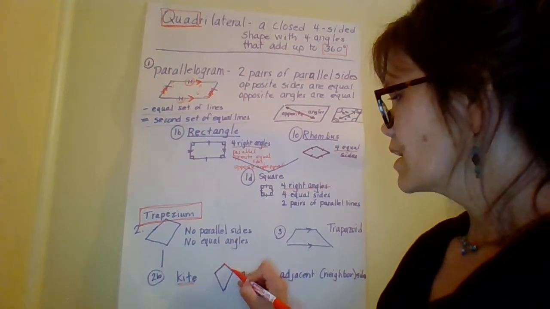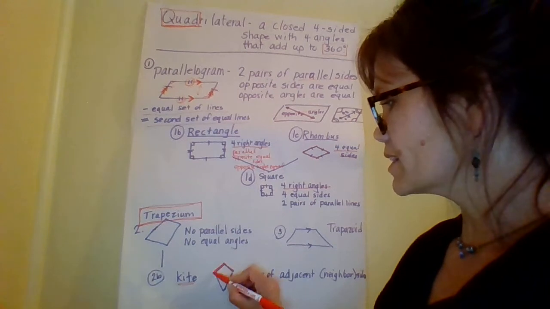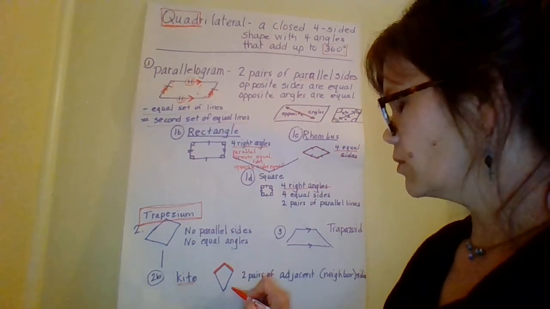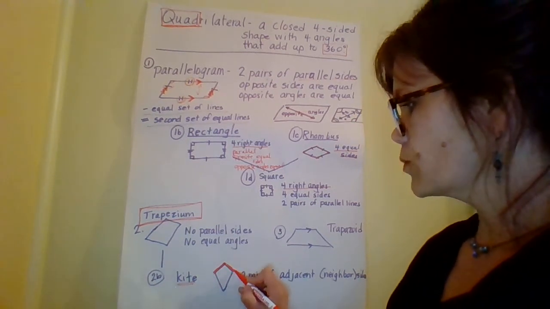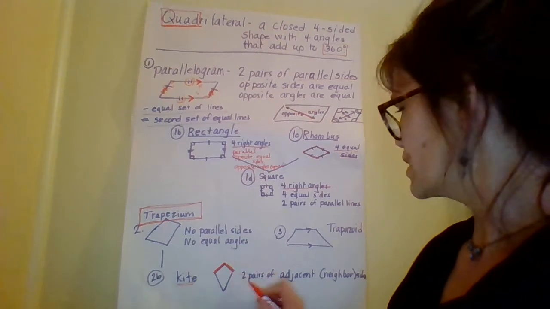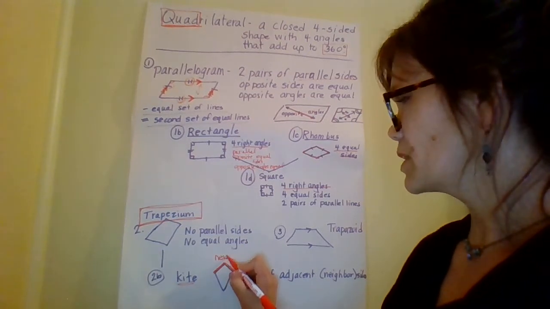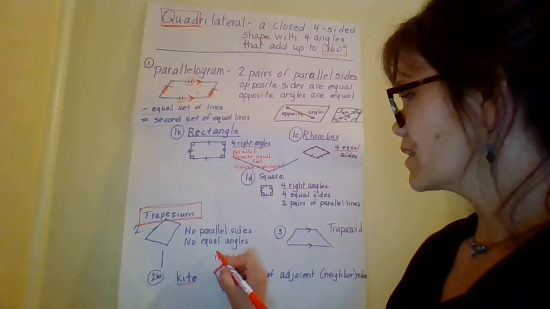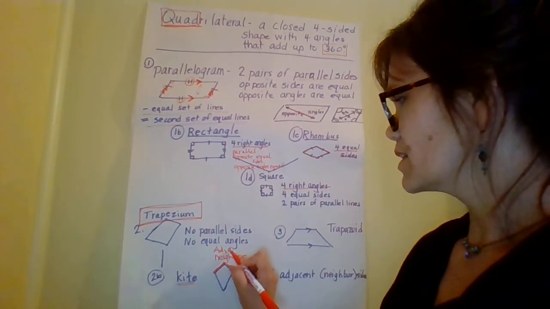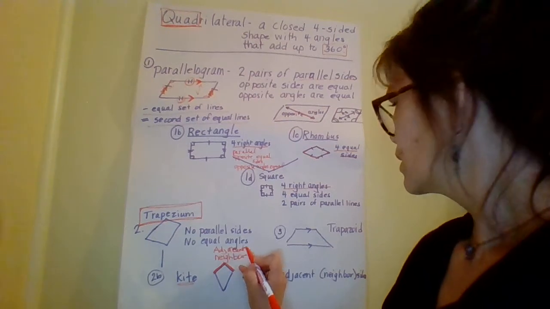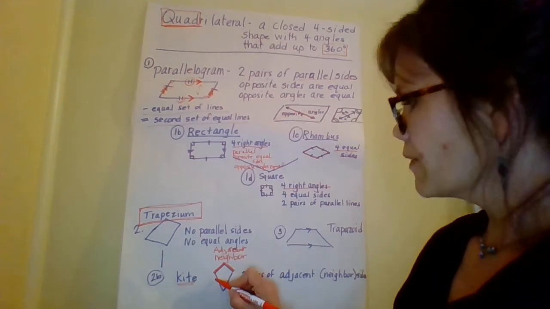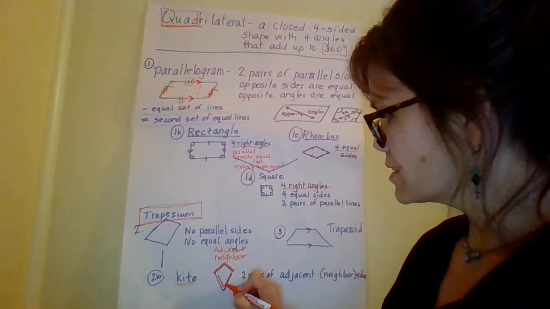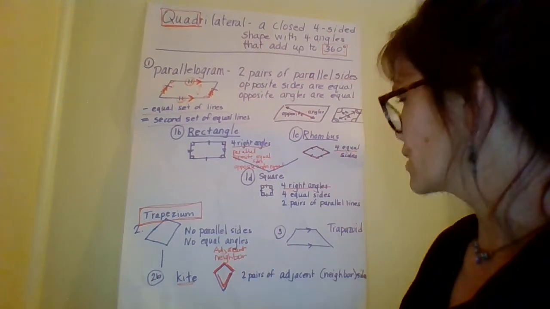And you do know about kites, so I put this stuff on there just because. And a kite has 2 adjacent sides that are equal, right? So this side is equal to this side, and adjacent is like your neighbor, right? That's the one that is sitting right next to you. And then, so I'm going to put adjacent is your neighbor. And then also this set is equal, the other set is equal.